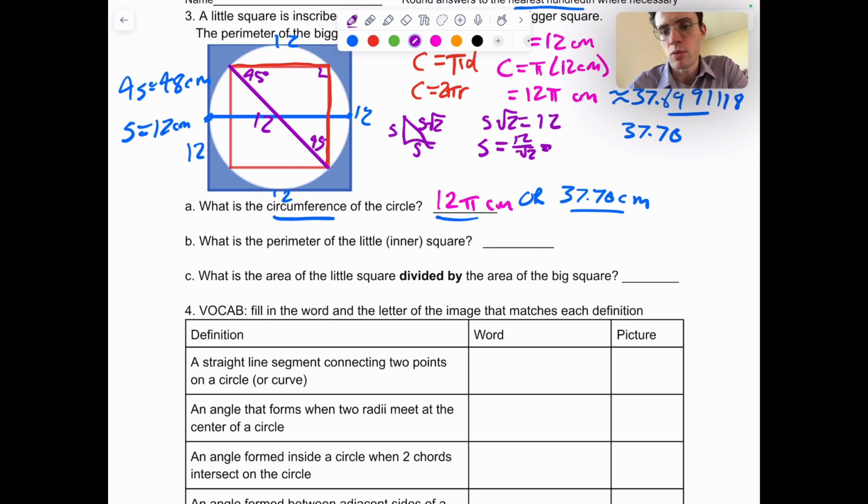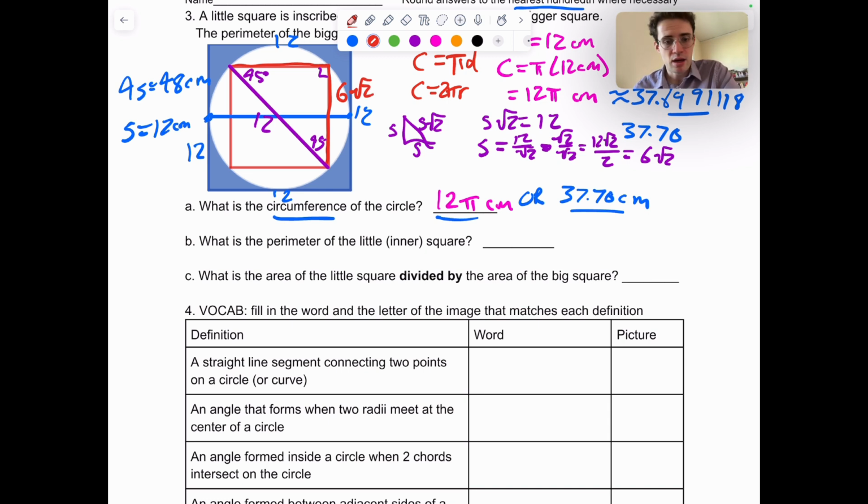You can simplify that by multiplying it by root 2 over root 2, which gives you 12 root 2 over 2. And then again, you could divide that: 12 divided by 2 is 6 root 2. Okay, so the side length is 6 root 2 for this little square. And that's 6 root 2 centimeters.